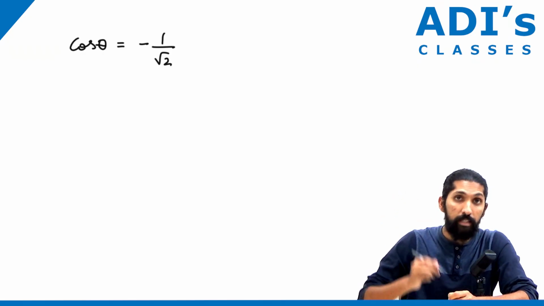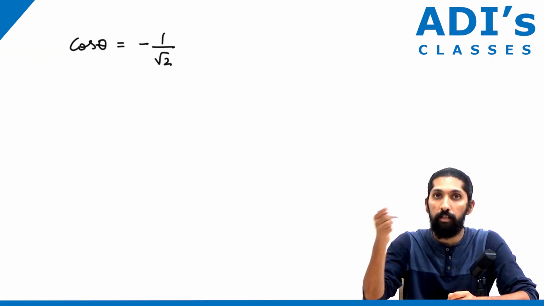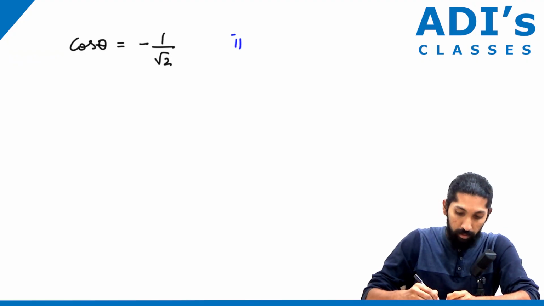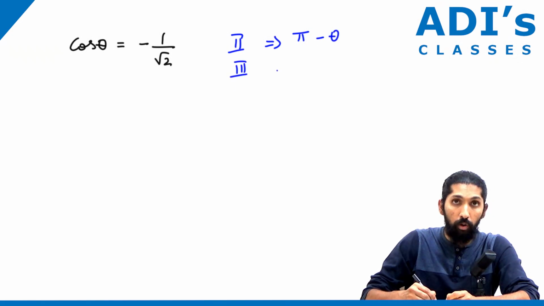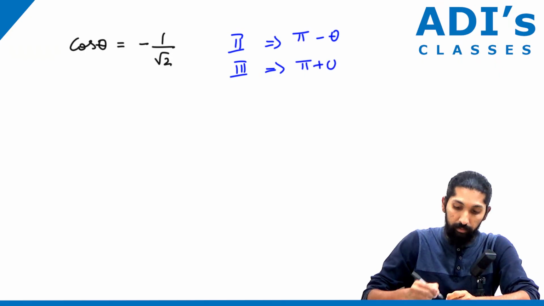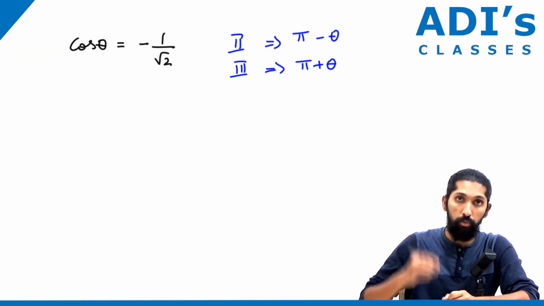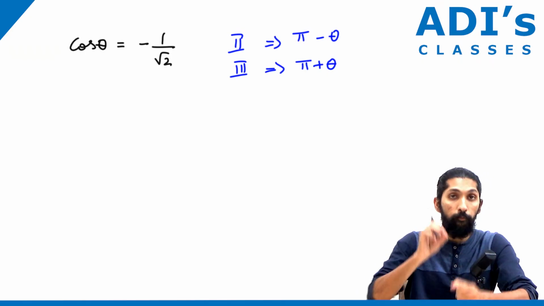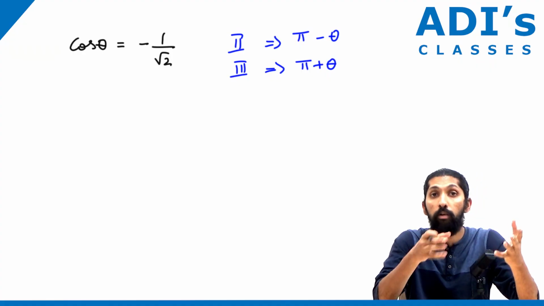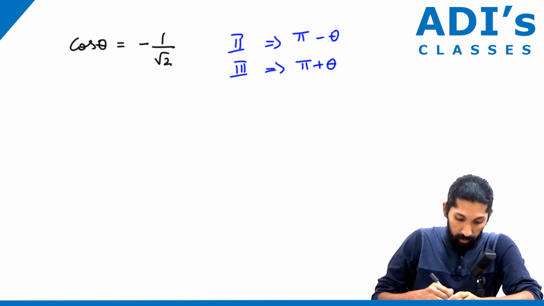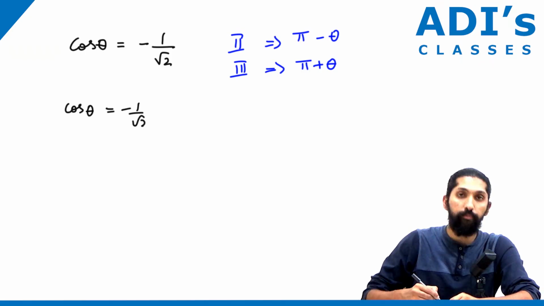So what we can do, it's a negative sign. So we know it's in second and third quadrant. Second quadrant is always given by pi minus theta. And third quadrant is always given by pi plus theta, correct? So in this case, what we must do is, for theta equal to 45 degrees, cos theta will be 1 by root 2. So what we can do is, cos theta is equal to minus 1 by root 2, correct?